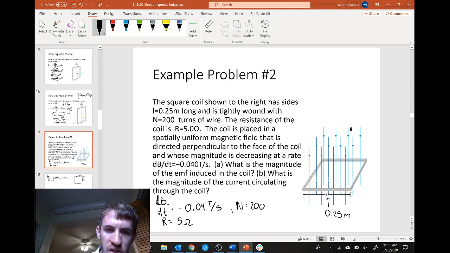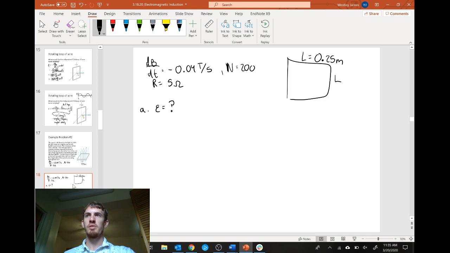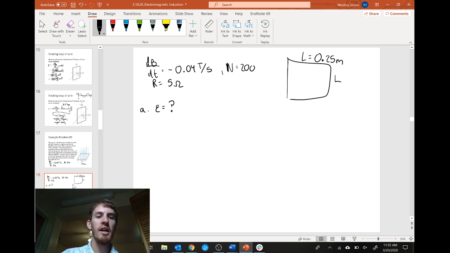Okay, so the first question is, what is the magnitude of the EMF induced in the coil? So, part A, EMF equals mystery. You see my face gets real close when I zoom in like that. So, there you go, a good close-up of my face if you wanted that.